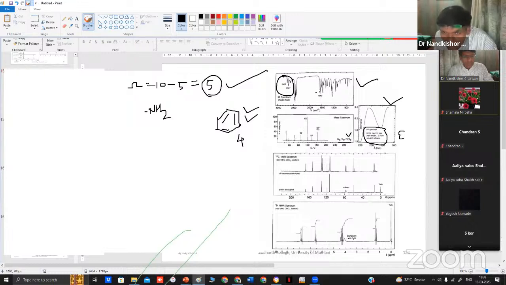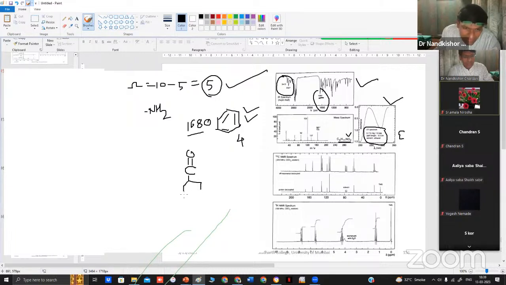Other information from your IR spectrum: this stretching frequency is above 1600, up to 1700, that is 1680. So this number is 1680, which is lower than the usual carbonyl stretch. Normally, when the carbonyl group is in conjugation with the aromatic ring, the carbonyl stretching frequency will go down. As well, there is a possibility of an amide group. These are all the possibilities we are talking about.